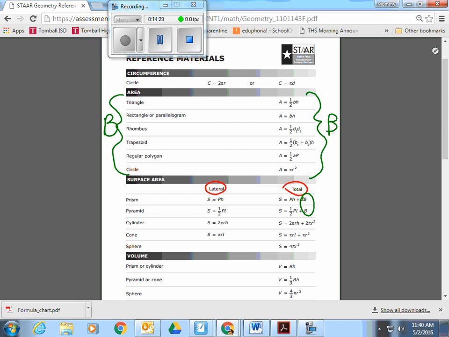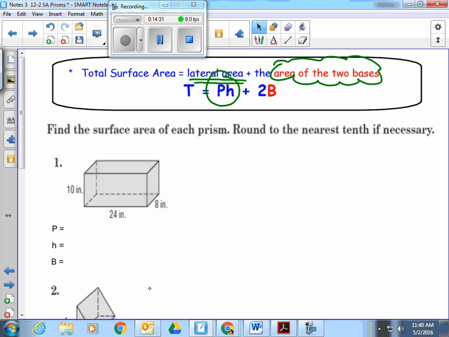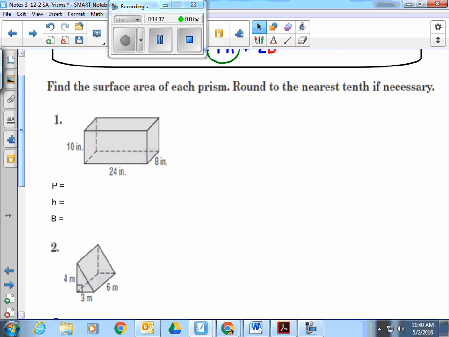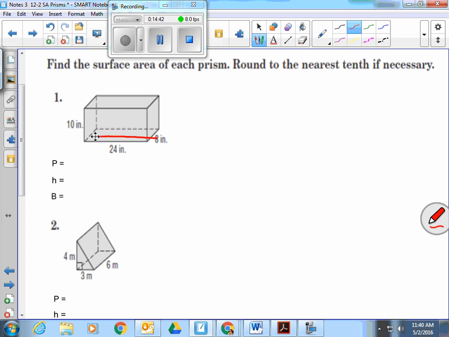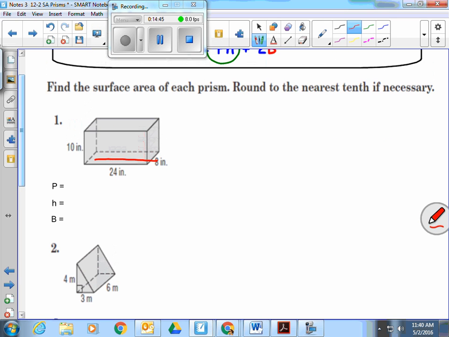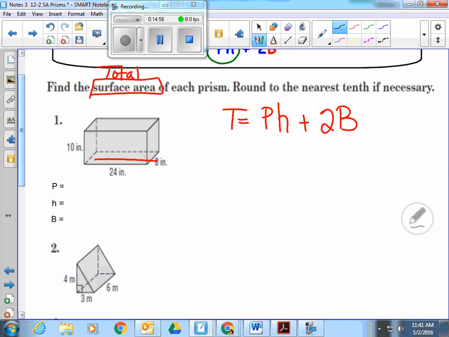Okay? Ms. Ramsey, I have no idea what you're talking about. Makes no sense. Good, let's do one. If it says find surface area, it means total. They'll be very specific. This means total. So my total surface area is perimeter of the base times the height plus 2 times the area of the base. So what shape do we want to use as the base?